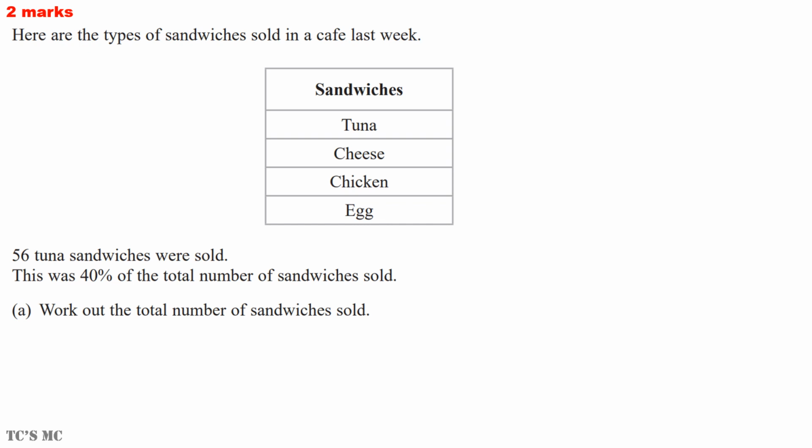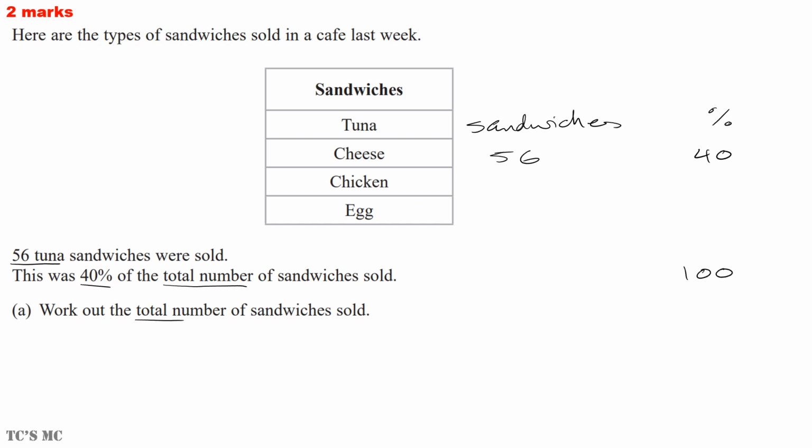Here are the types of sandwiches sold in a cafe last week. 56 tuna sandwiches were sold. This was 40% of the total number of sandwiches sold. Work out the total number of sandwiches sold. I'm going to use two headings, sandwiches and percentage. We know 56 tuna sandwiches were sold, and that was represented by 40%. We want the total, so we want 100%.